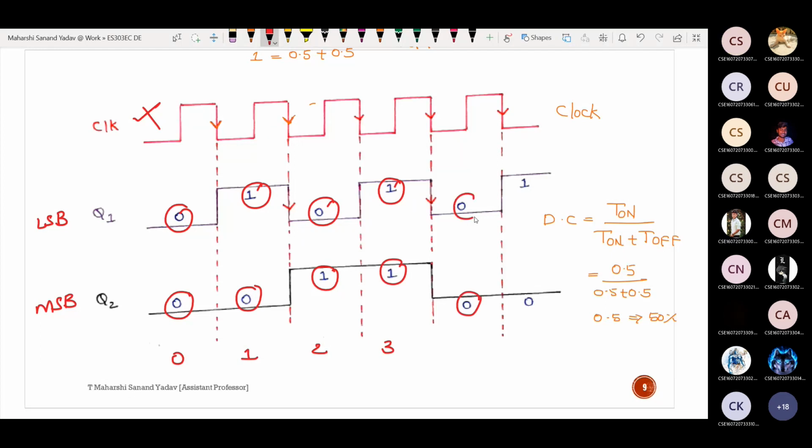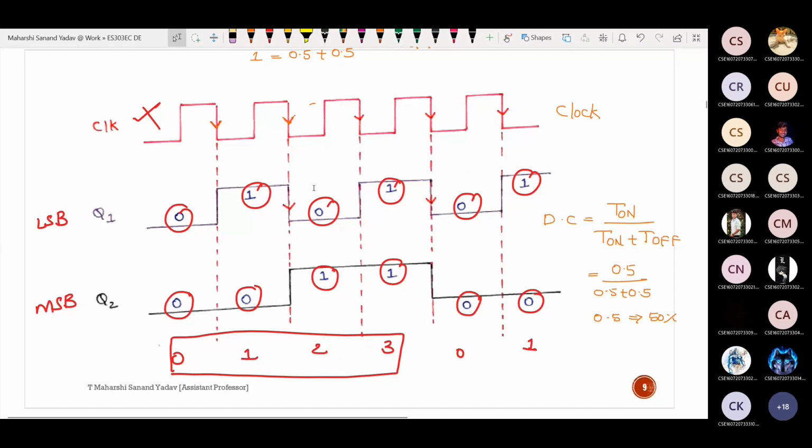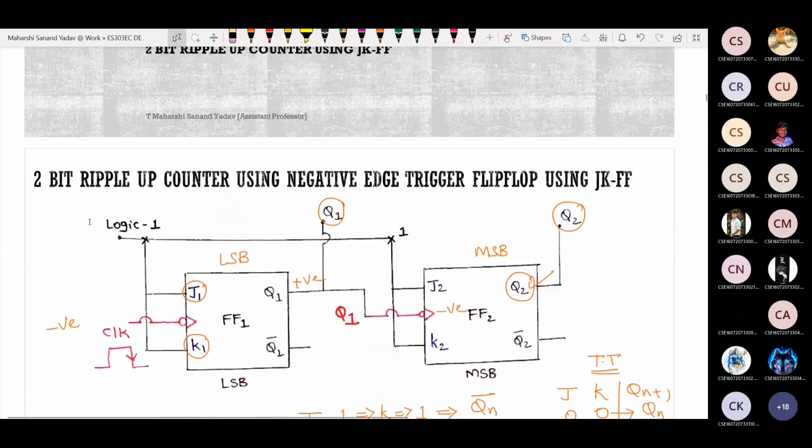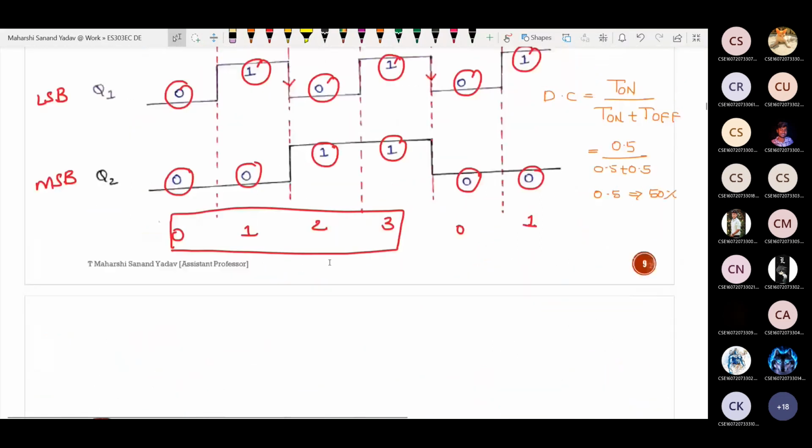0 0 is 0. Again it will go to 0 1 and so on, depending upon the number of clock pulses that you are applying. So for 2-bit, just 4 clock pulses are enough. Even if you apply more clock pulses, it will go back to the initial state only. So this is about the 2-bit asynchronous ripple up counter using negative edge trigger. Similarly, you can do it for positive edge trigger also.